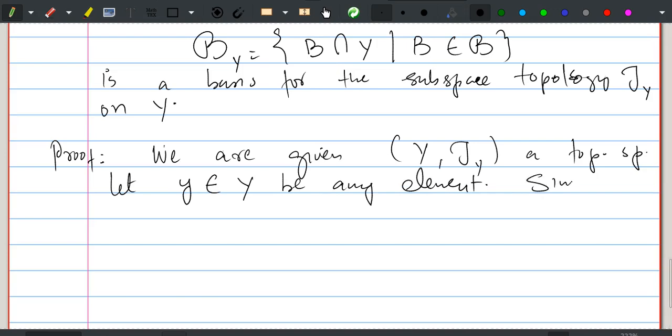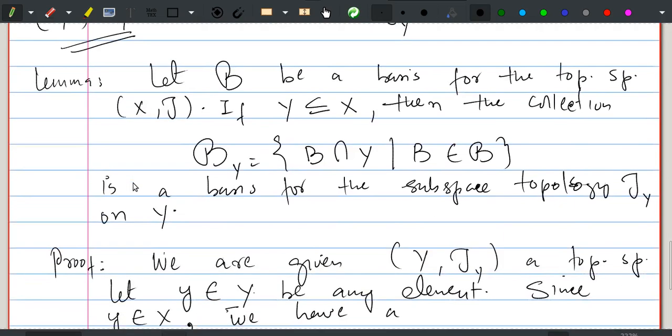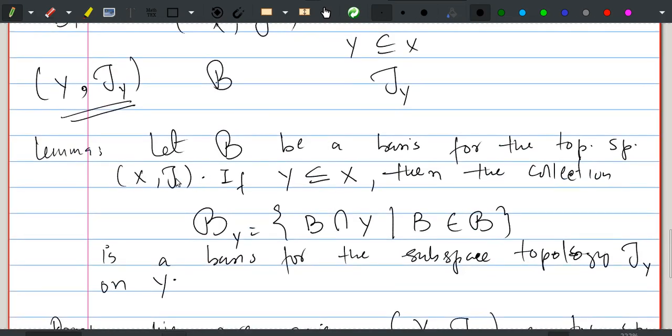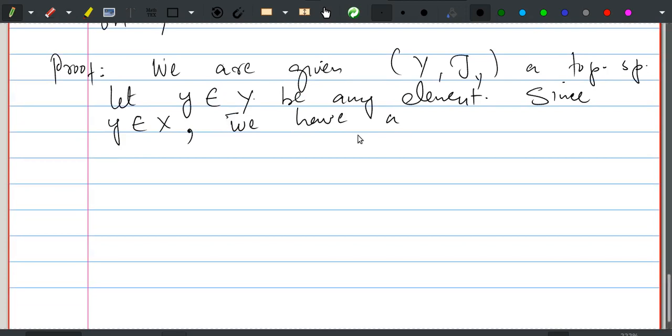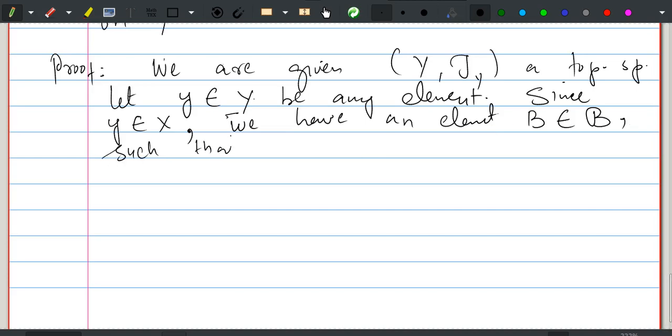Since y is also in X, because this capital Y is a subset of X, and we are given this fancy B to be the basis for X, for this y in X there is a basis element B in this fancy B which contains this element. So we have an element, say capital B in fancy B, such that y is contained in this capital B.